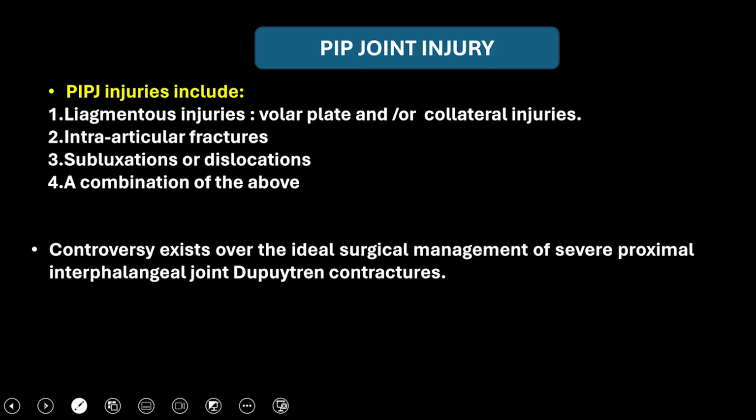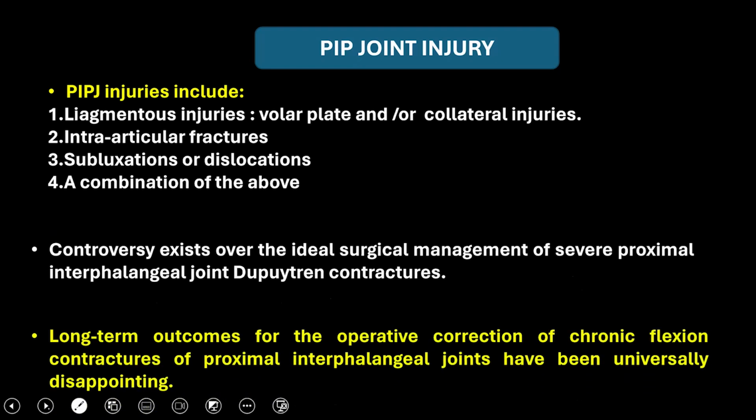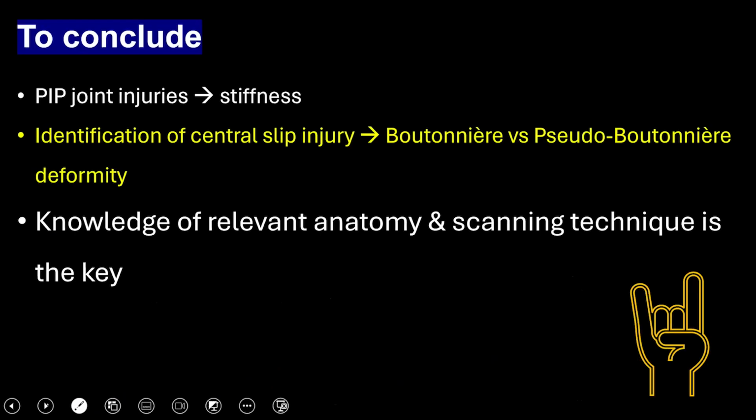Now, there is controversy over the ideal surgical treatment of severe proximal interphalangeal flexion contracture, and it has been found that the long-term outcome of operative correction of chronic flexion contracture of the proximal interphalangeal joints has been universally disappointing, whether you treat them surgically or conservatively with various splints.